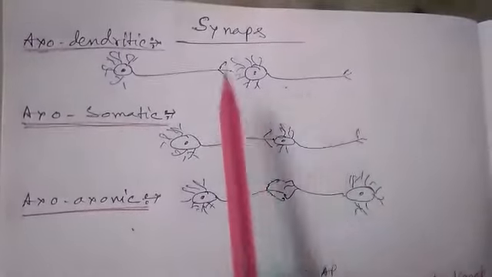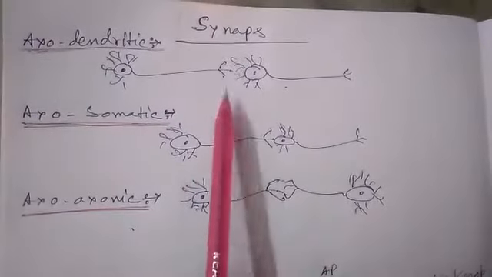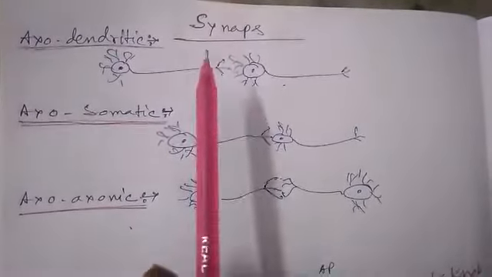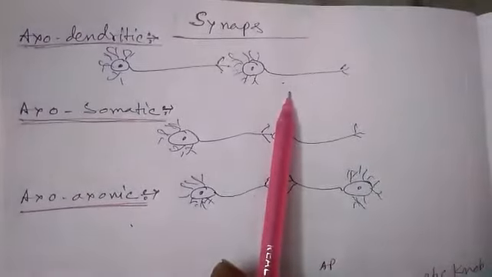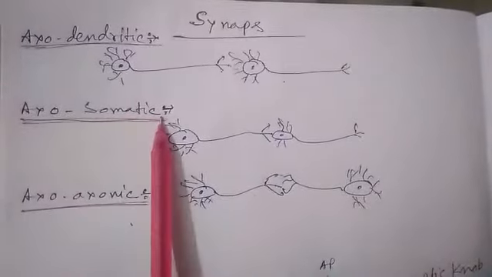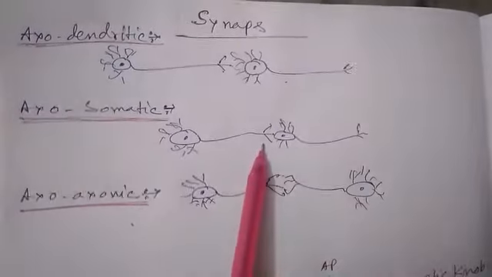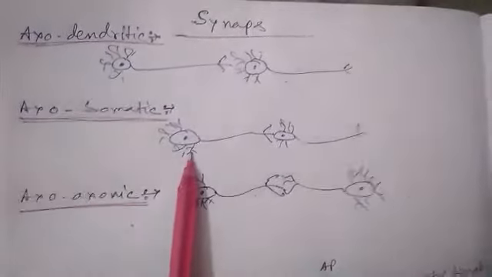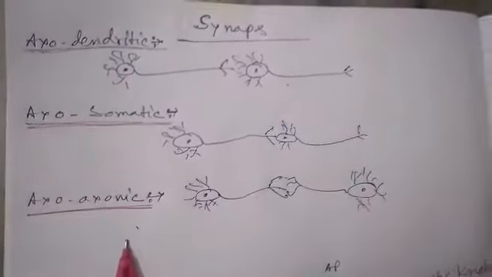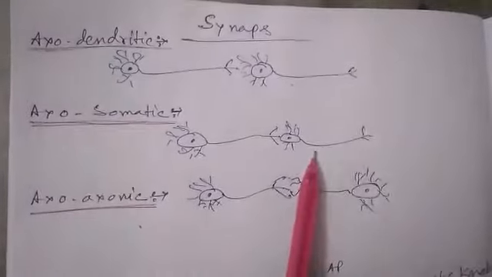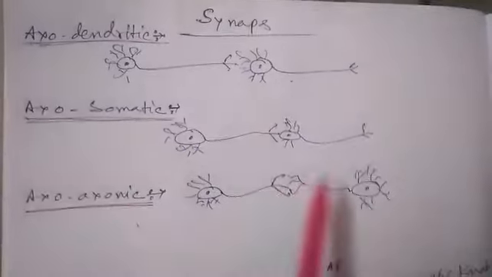Exodendritic is the connection between two successive neurons. This connection is made by the axon terminal of the previous neuron and the dendron terminal of the next neuron. In case of exosomatic synapse, the connection is stabilized by the axon terminal of the previous neuron and the cell body or soma of the next neuron. And in case of exoaxonic synapse, the connection is established between the axon terminals of the two successive neurons.